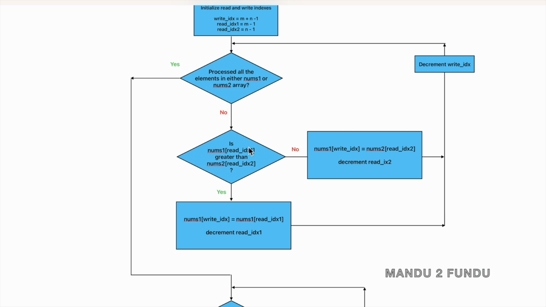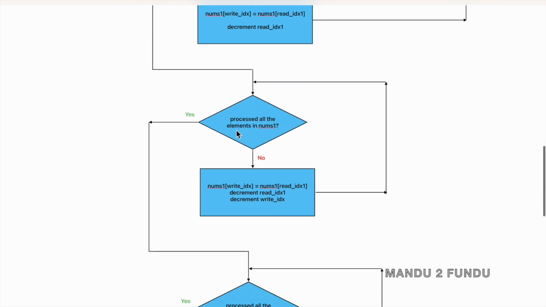Otherwise, we compare the two elements pointed to by read index 1 and read index 2 and check which is greater. If the data pointed to by read index 1 is greater, then we write that data into the entry pointed to by the write index, and then we decrement read index 1. Otherwise, we decrement read index 2 and write the appropriate value at the write index. Then finally we decrement the write index and continue the loop.